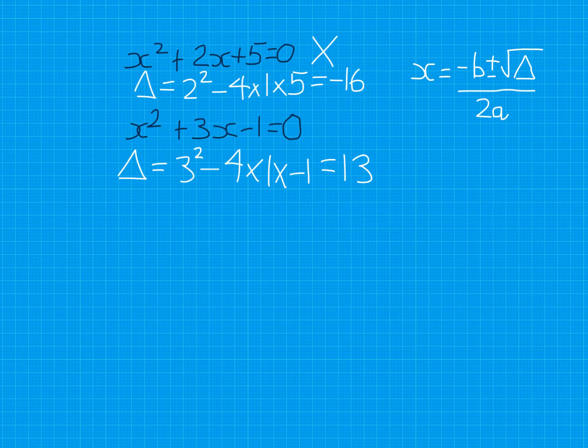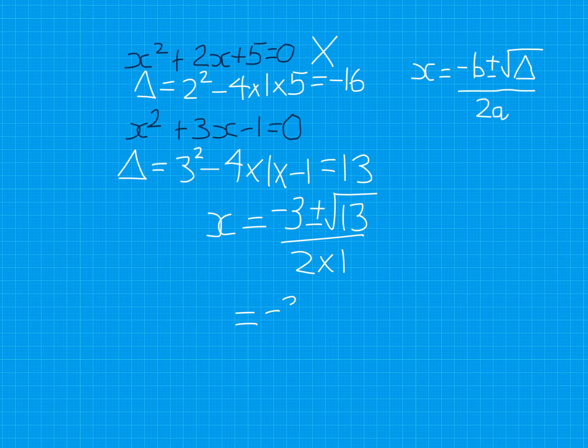What are those two solutions? Well, they come from the quadratic formula. They will be minus b plus or minus the square root of the discriminant over 2 times a. So here there are two solutions. One is negative 3 plus root 13 over 2. The other is negative 3 minus root 13 over 2. And we're done.